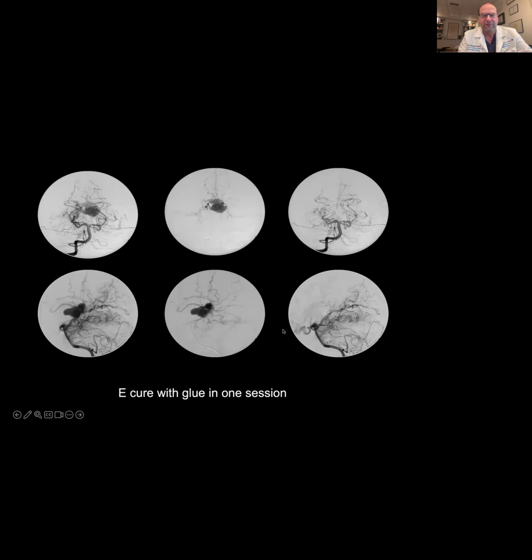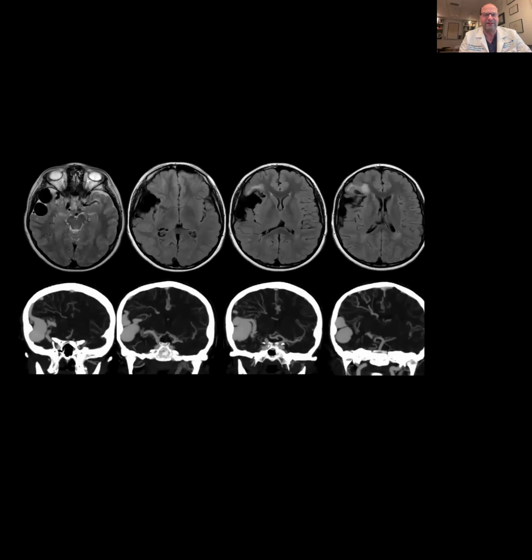And here you see what we did in this patient. We went with a small catheter, a so-called microcatheter, all the way into this dilated artery. We deposited a liquid embolic agent that you can see here. Before treatment, after treatment, the vascular malformation was completely cured within a single session.